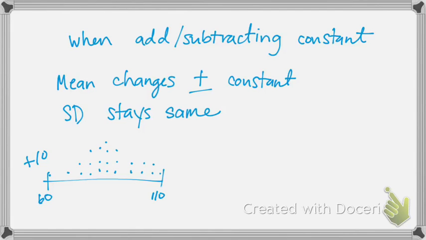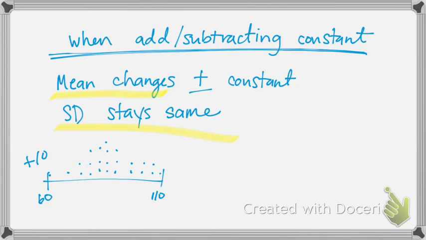And which one is that for? That's when you're adding and subtracting a constant. So the mean does change. The standard deviation stays the same. What is standard deviation? It's your average distance from the mean. So your distance from the mean doesn't change if you're just adding or subtracting. It's like sliding them on an x-axis.